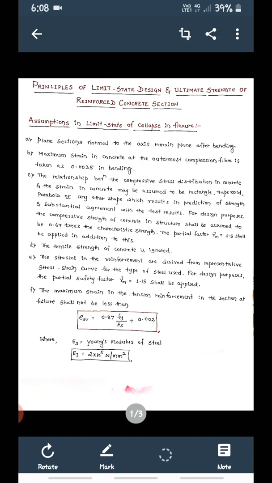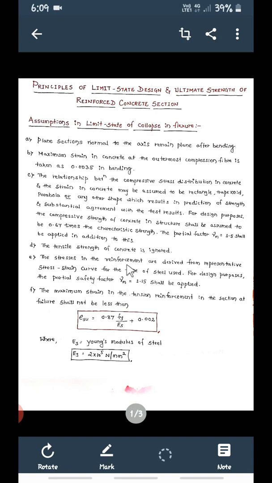It will take only compressive stresses, no tensile stresses. So that's why we consider the tensile strength of concrete is ignored. That will not be considered. This tensile strength will be taken by steel. Concrete will not take any tensile stresses or tensile loads. This is another assumption. Next is the stress in the reinforcement.